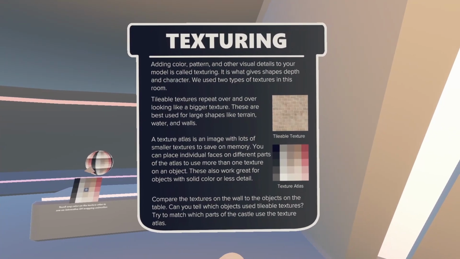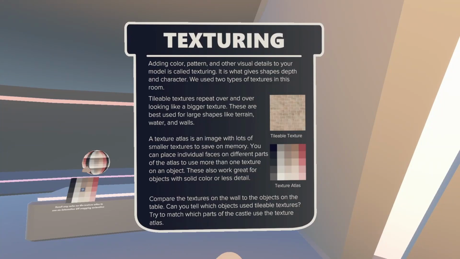Adding color, pattern, and other visual details to your model is called texturing. It is what gives shapes depth and character. We use two types of textures in this room. Tileable textures repeat over and over, looking like a bigger texture. These are best used for large shapes like terrain, water, and walls. A texture atlas is an image with lots of smaller textures to save on memory. You can place individual faces on different parts of the atlas to use more than one texture on an object. These also work great for objects with solid color or less detail.